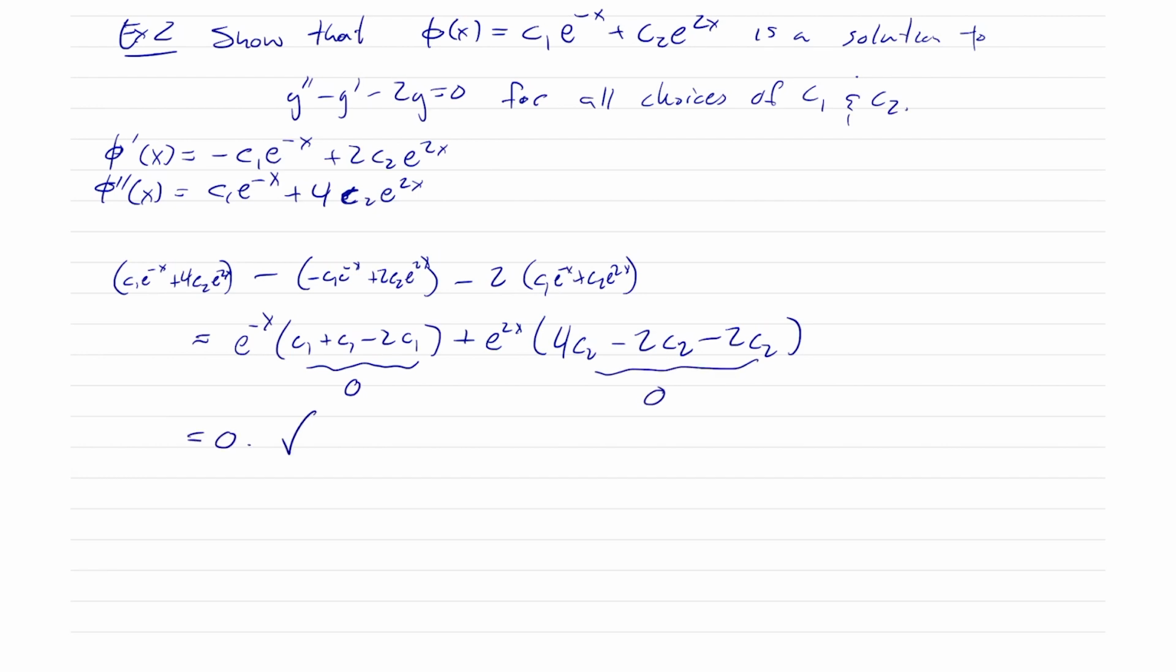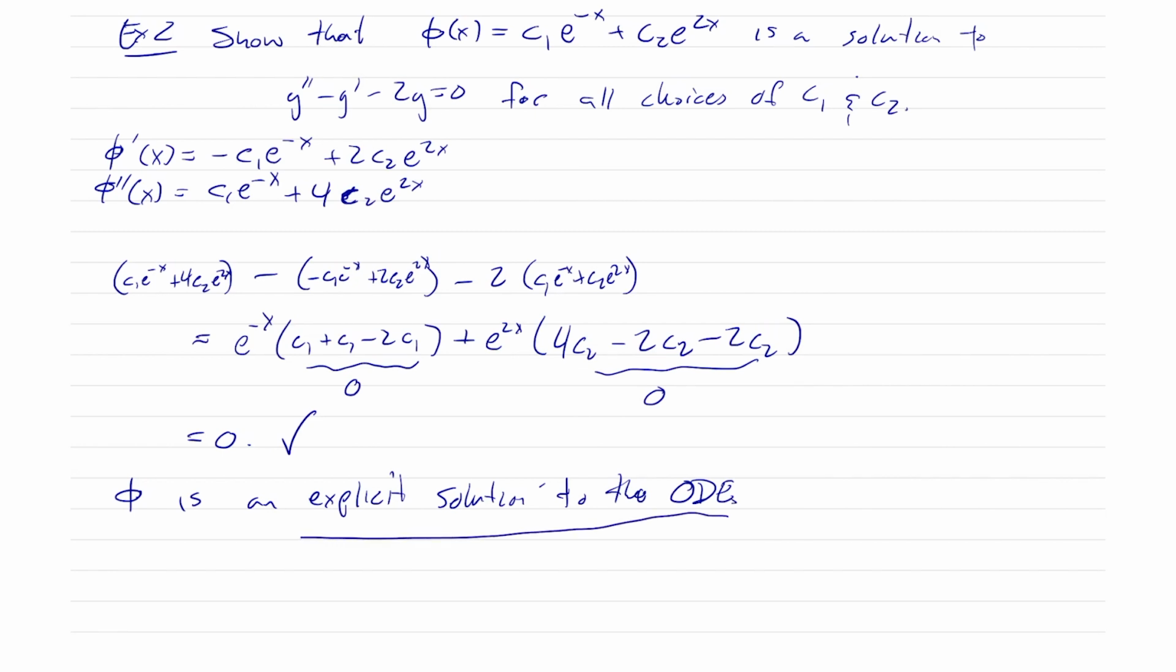And so phi is an explicit solution to the ODE. And just make sure when you work out your answers, you give me a nice solid conclusion to all your work. If I just see these equations and you don't tell me what it means, then that just makes life harder on me. Okay, so there we go.